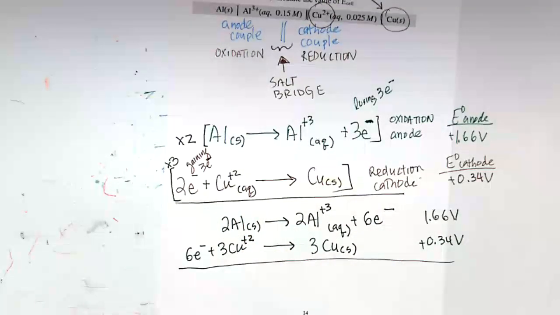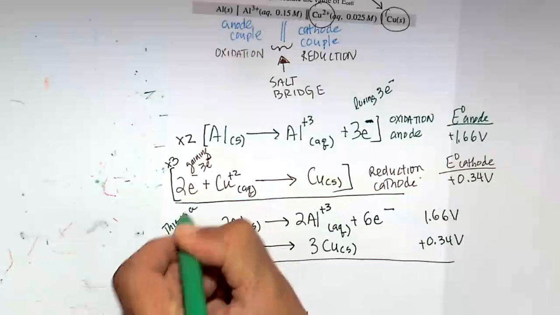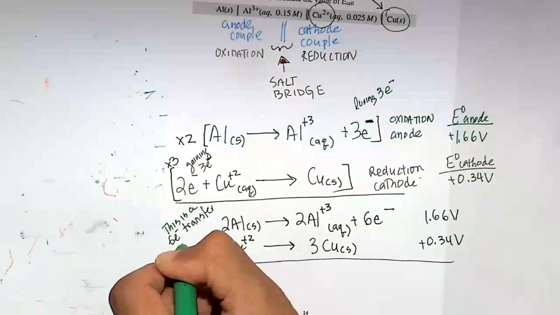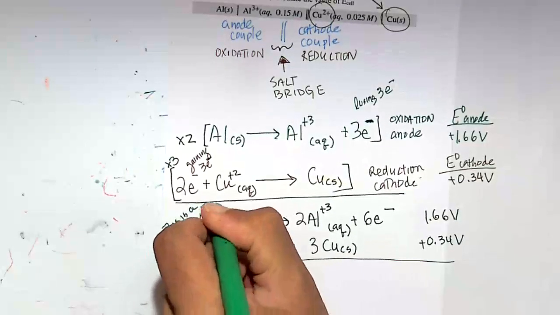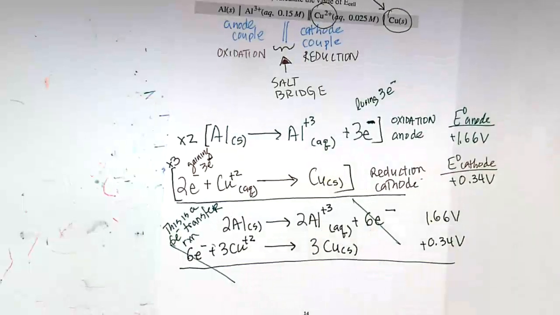Okay, multiplying the top by 2, multiplying the bottom by 3 to cancel out the electrons. This is a 6 electron transfer reaction. I've got to get all my electrons canceled out. So the 6 cancel.